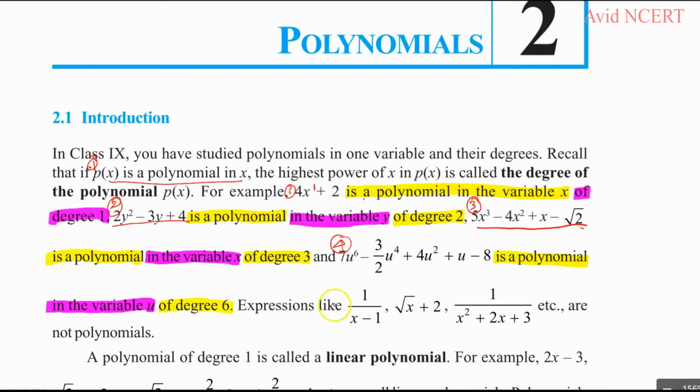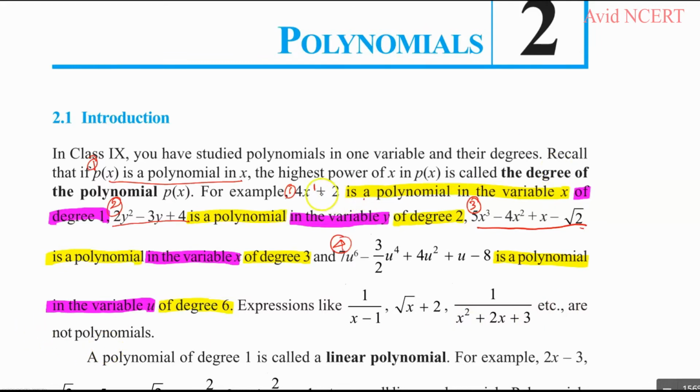6. Expressions like 1 by x minus 1, root x, or when it comes in the denominator, so when it goes to the numerator it becomes x power minus 2. So if it is in the negative, then they are not polynomials.